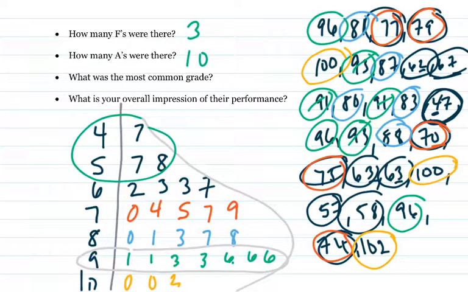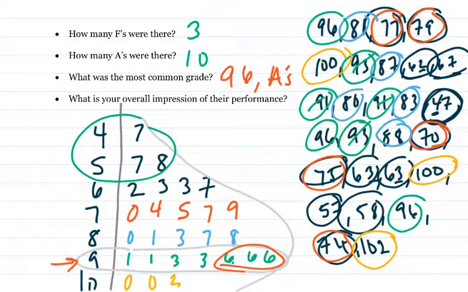The most common grade is the grade that showed up the most number of times. So you would want to look in each row and figure out which one had the most repetition of the same value as leaves in that row. And so that gives us 96. Or we could also say, if we're just talking about letter grades in general, that the A's were the most popular, or the 90s.